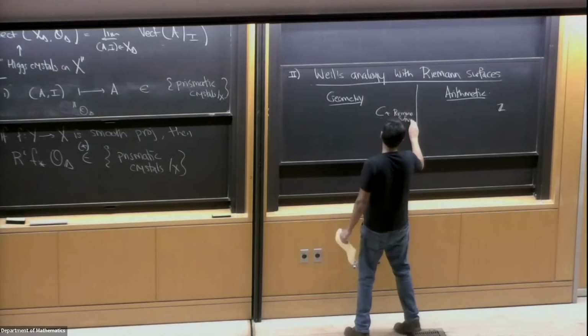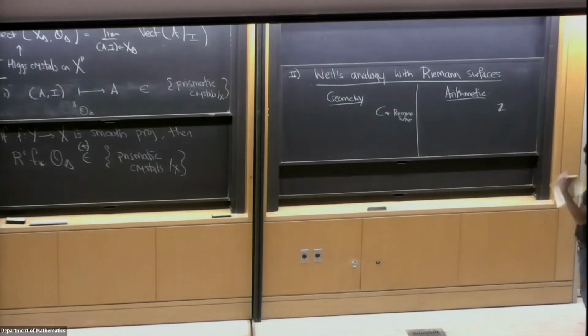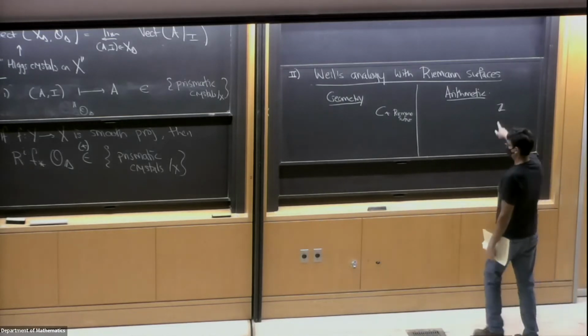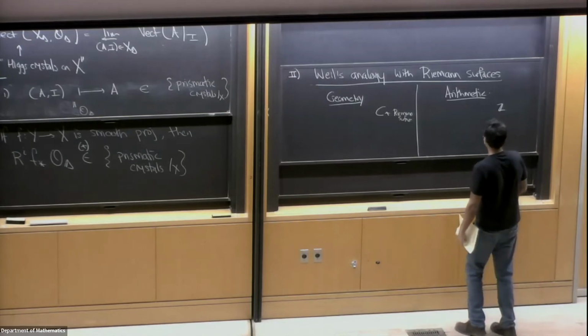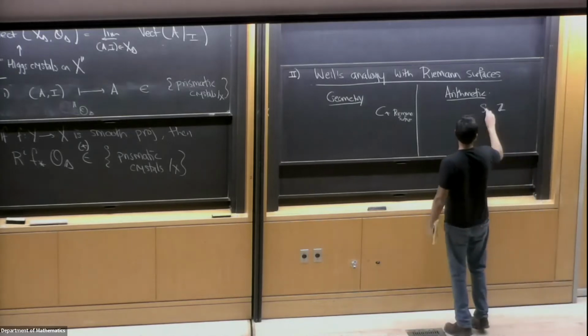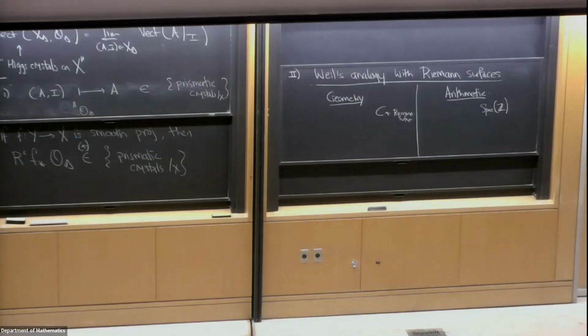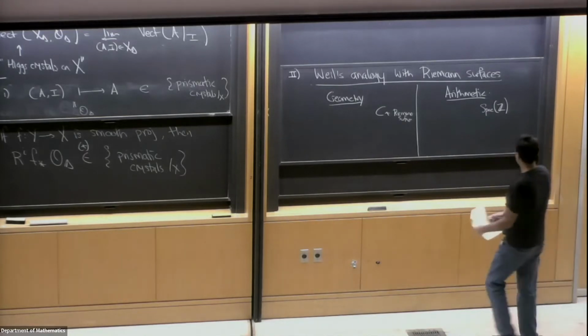If you like, it's a complex algebraic curve. So it's the geometric analog of a ring of integers of a number field. And really, since I'm talking about spaces rather than their rings of functions, I should put a Spec. So Spec Z is really the arithmetic counterpart to C.